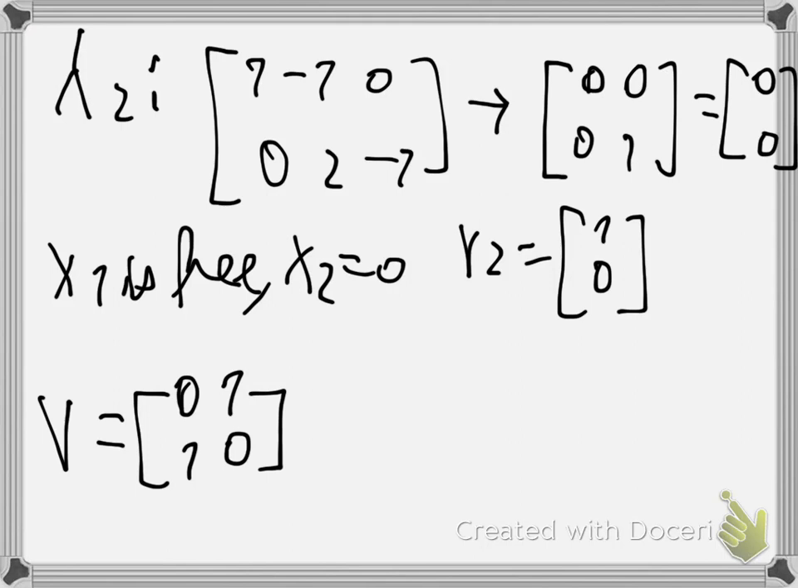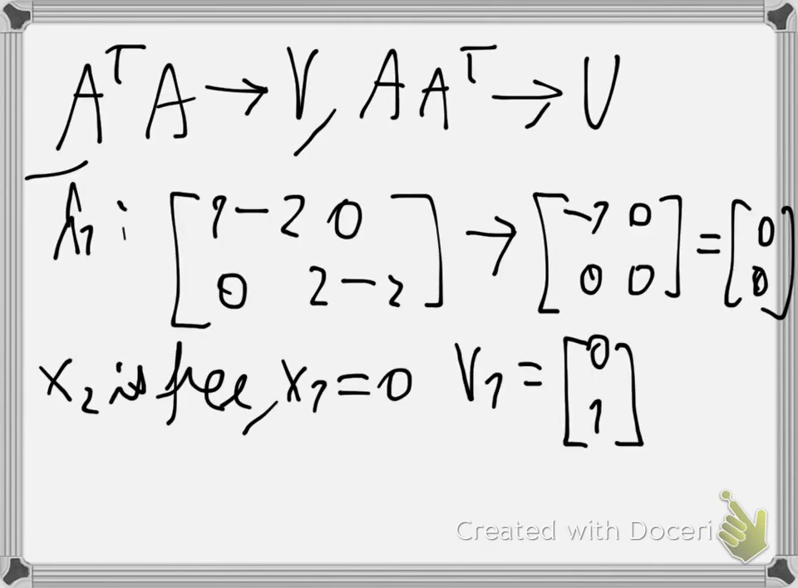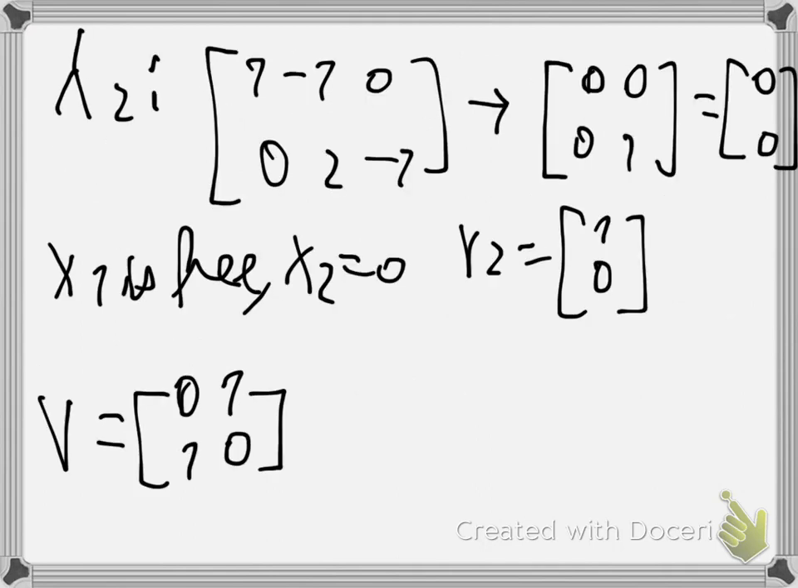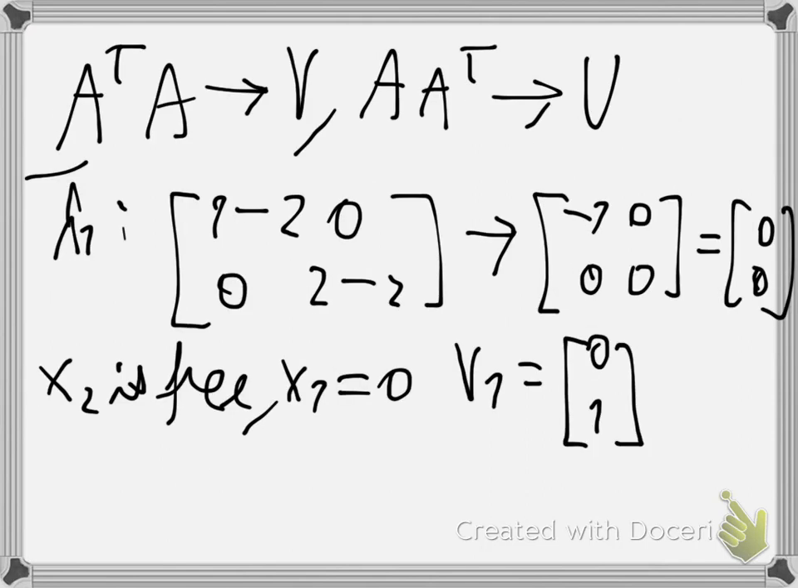Now I could find the eigenvectors of A A transpose. Remember that the eigenvalues for A transpose A and A A transpose are the same.